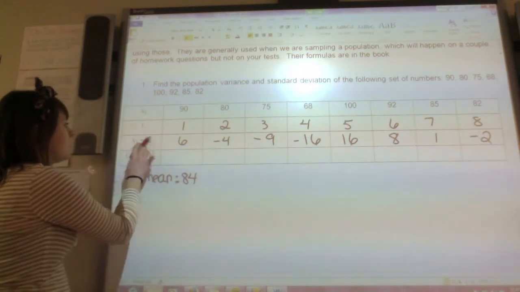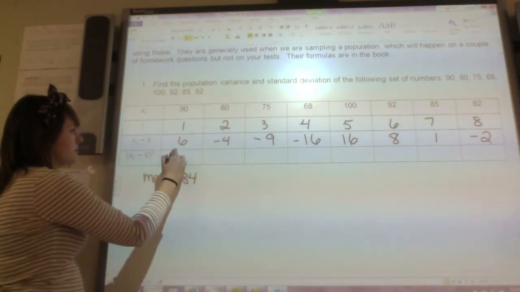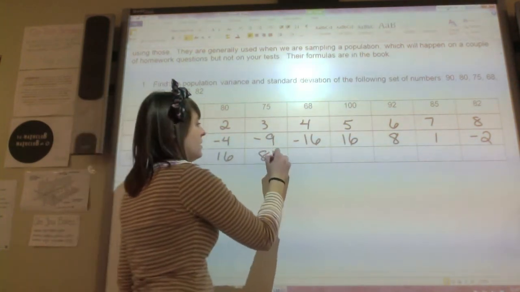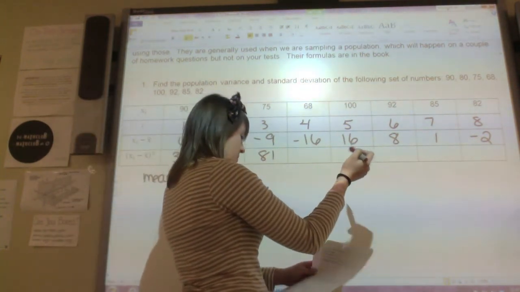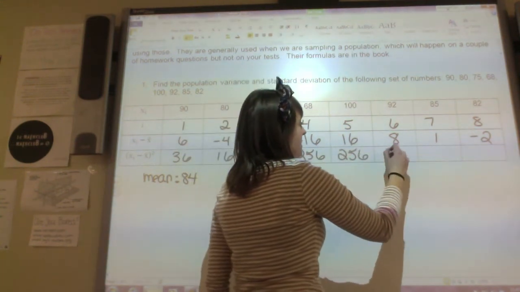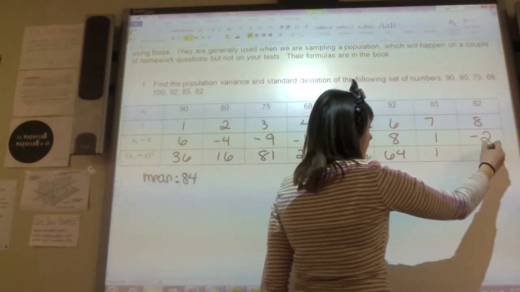Now I want to take those values and square them. So this would be 36, 16, 81, 256, 256, 64, 1, and 4.